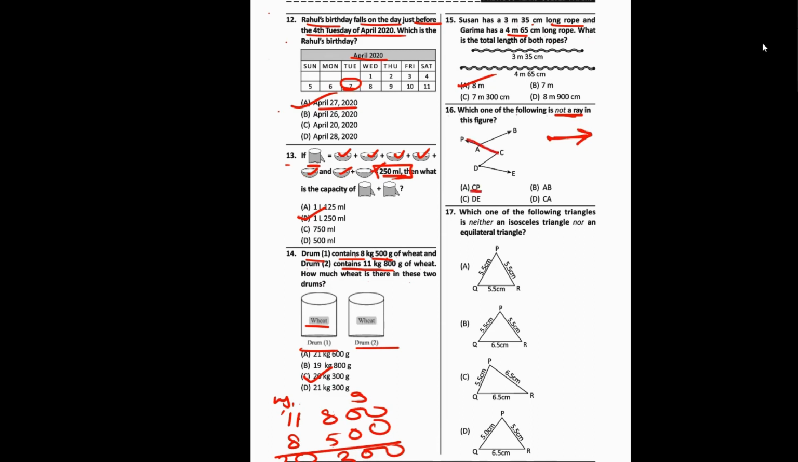CP. This is a ray. AB. A starts here and has an arrow. This is also a ray. DE starts here, has an arrow. This is also a ray. So what is left? CA. This is definitely not a ray. See, C and A both have a fixed length. Okay, so this is not a ray, this is a line segment. Hence CA, option D, that's my answer.